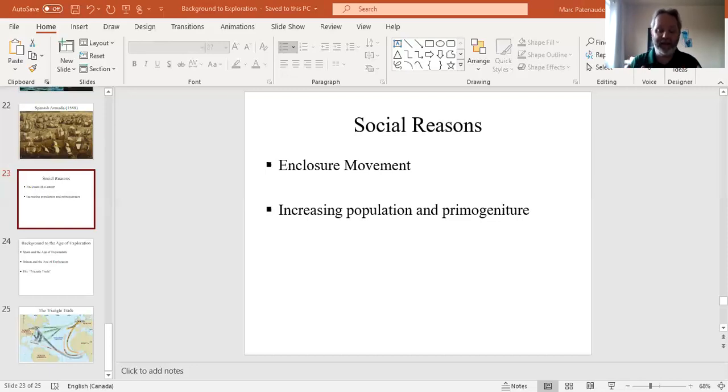So this system of indentured servitude basically allowed England to have a bit of a safety valve, to ensure that social tensions did not rise up, did not explode as potentially as they could have.